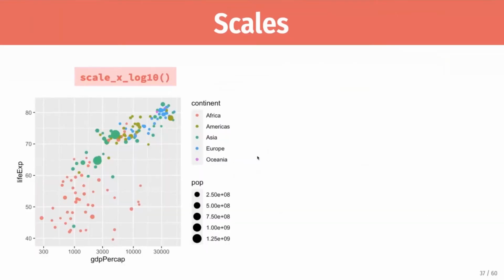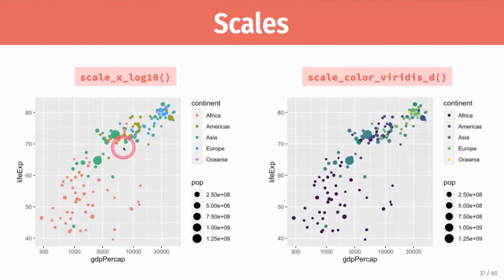So here's an example of scale log 10. This is our gapminder data here. This is using the Viridis palette for color. So if you notice, instead of using this color system of reddish up to purple, this is going from dark blue to yellow, and it's a different way of showing the colors there.